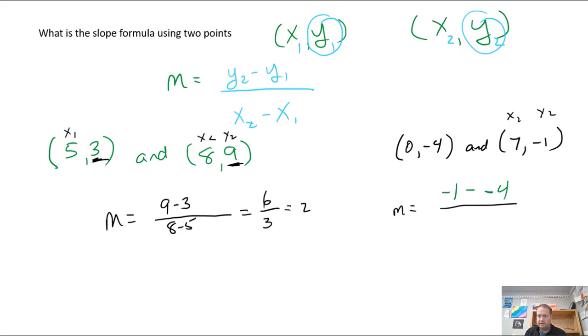So negative 1 minus negative 4. And on the bottom is just 7 take away 0, right? There's x2 minus x1. Negative 1 and then negative 4 is plus 4. So that's 3. And that's 7. So it's positive 3/7 in this case. And if you can't reduce it, then you just call it good.